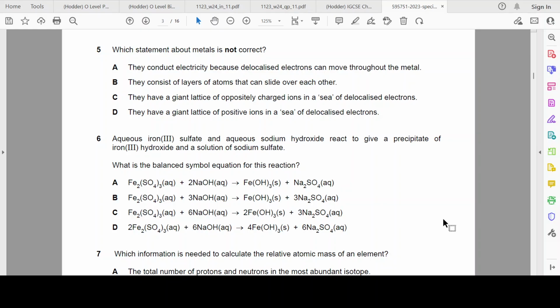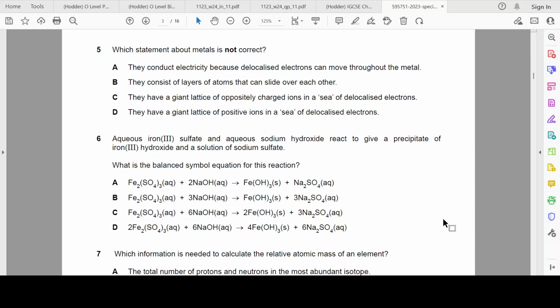C, they have a giant lattice of oppositely charged ions in a sea of delocalized electrons. This one is clearly false. Giant lattice, yes, but oppositely charged ions, as if the metal structure has both positive and negative ions, is not true. But before we come to an answer, let's look at D as well.